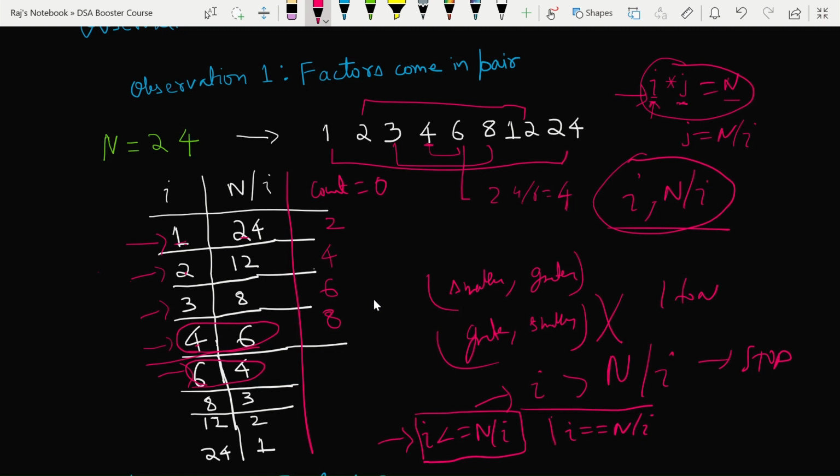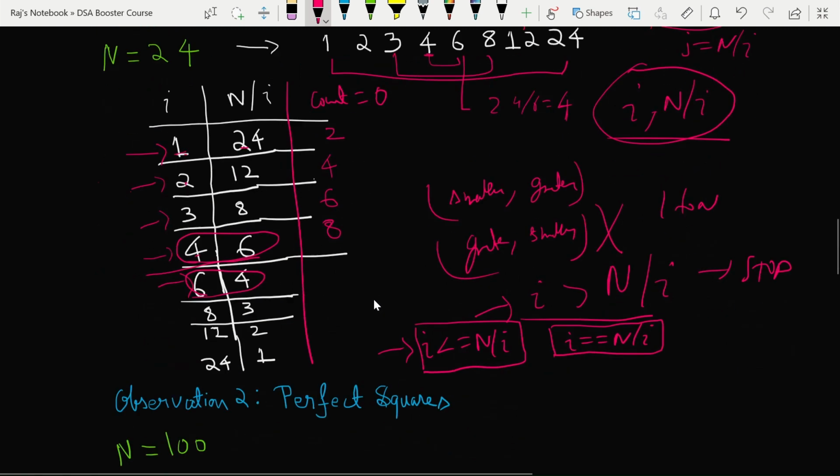At this point, we cannot increment the count by 2. We were incrementing the count by 2 because the factors were coming in pairs and the factors were distinct. But if my i is equal to n by i, it's the same factor being counted twice. So this leads us to the second observation, which is the case of perfect squares.